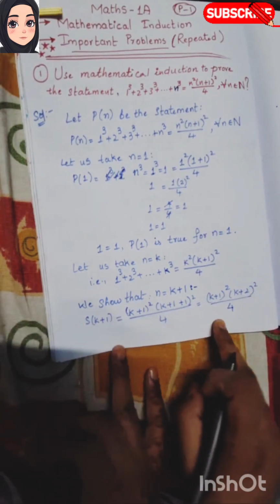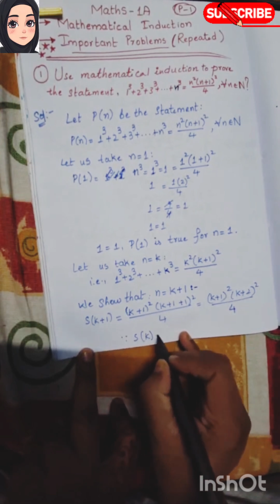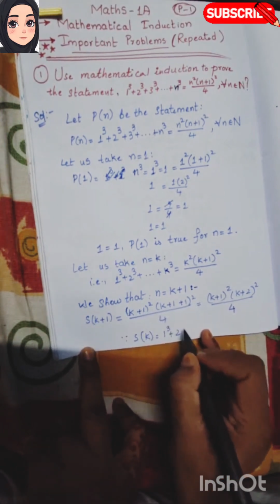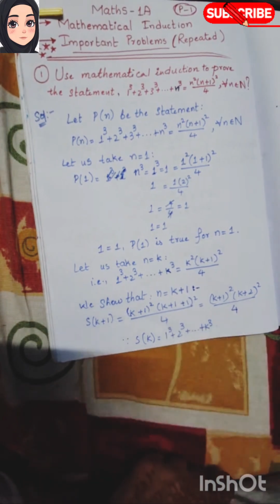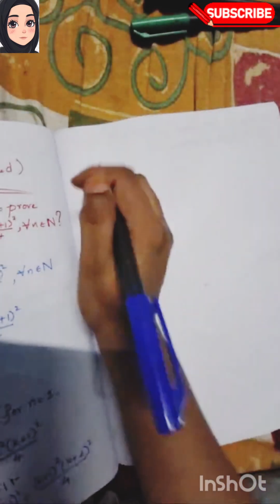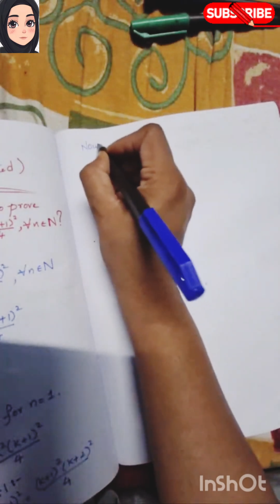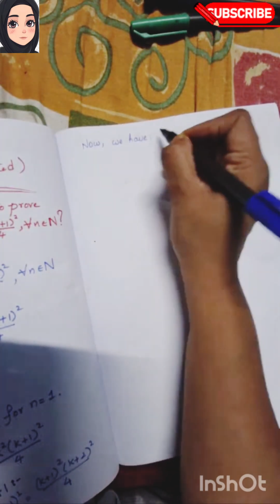Okay, since we know that p of k is equal to 1 cube plus 2 cube plus so on plus k cube, we know this. So what do we have to take now? Now we have p of k plus 1.